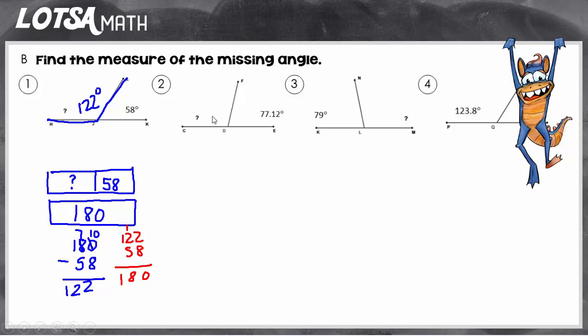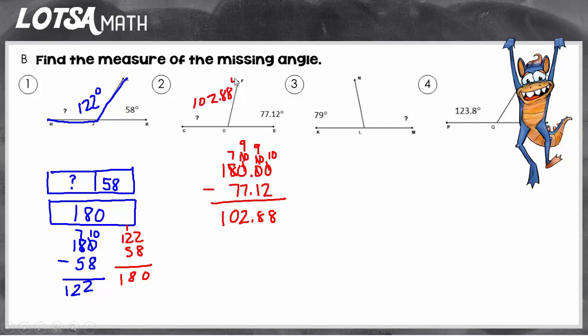To find this missing angle, you just have to start with 180 and subtract 77 and 12 hundredths. So I need to fill in those placeholder zeros, and now I just need to do the math. So I end up with 102.88 degrees. And we'll do one more together.